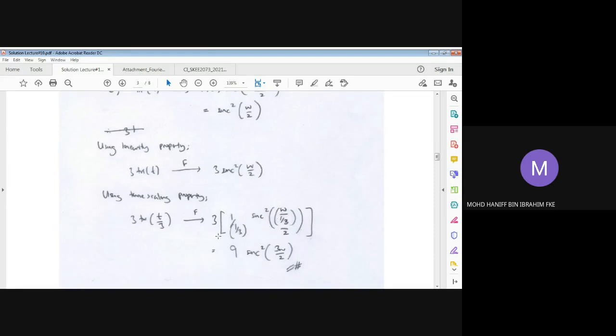So further on, when we multiply this equation here with 3, we're going to have 9 sin squared of 3 omega divided by 2. Okay, so this will be a Fourier transform of 3 triangular T divided by 3. Any question so far on this example? Any question on this example?